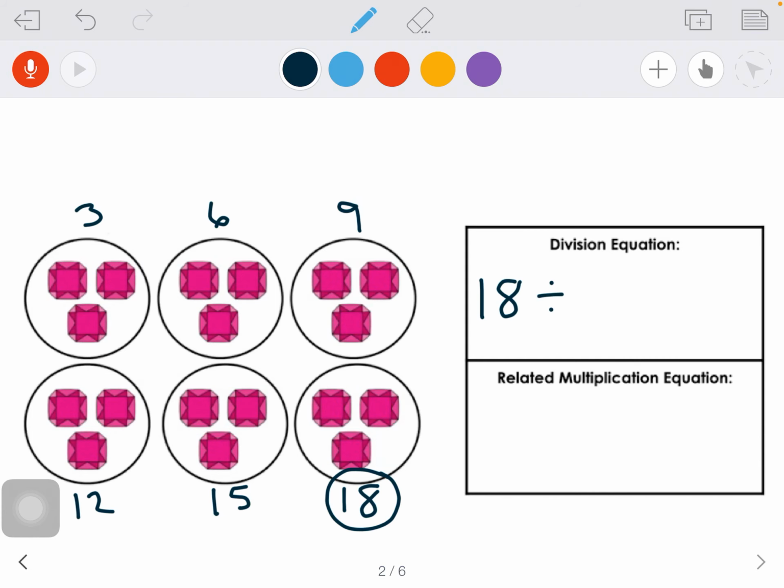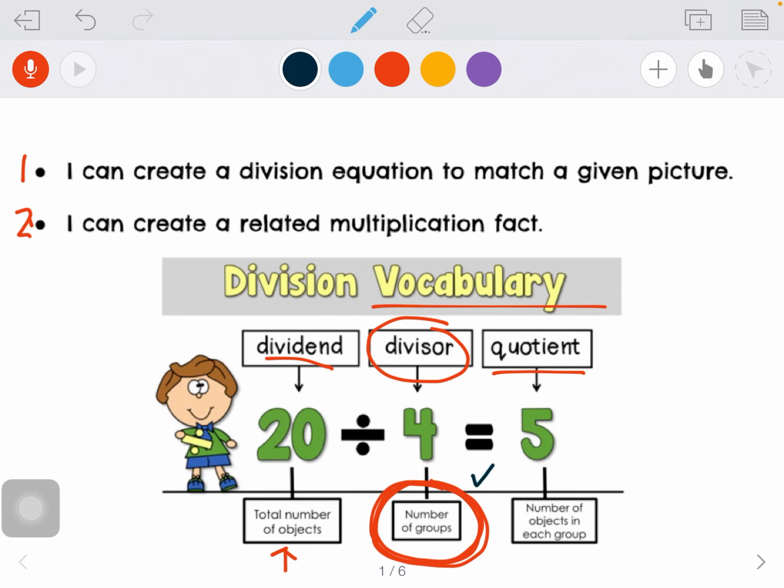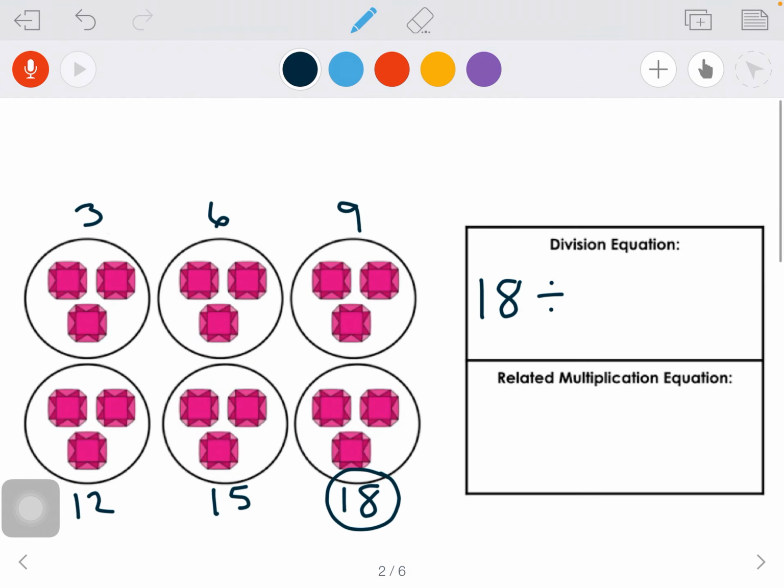Now remember, we said that today our divisor is the number of groups, this number here. So that's important for me to pay attention to. I have 18 diamonds, rubies, gems, and I want to know how many groups do I see. Well, here's group 1, here's group 2, group 3, group 4, 5, and 6. So I have 6 equal groups. And now my final number is my quotient, and that tells me how many gems are in each group. And I've already figured that one out. Remember, we said there's 1, 2, 3 in each group. So my final number will be 3. So my division equation is 18 divided by 6 equals 3.